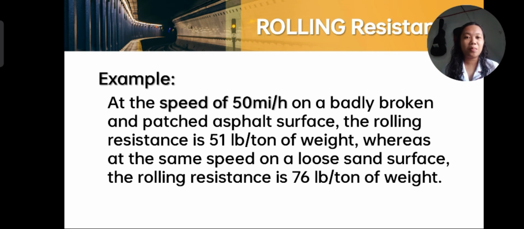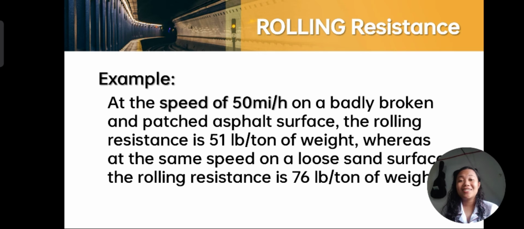Now let's have this example situation under the rolling resistance. At the speed of 50 miles per hour on a badly broken and patched asphalt surface, the rolling resistance is 51 pounds per ton of weight, whereas at the same speed on a loose sand surface, the rolling resistance is 76 pounds per ton of weight. This example shows that the surface condition of the pavement has significant effect on the rolling resistance. As we can see, they have similar speed, which is 50 miles per hour, but different surface condition.